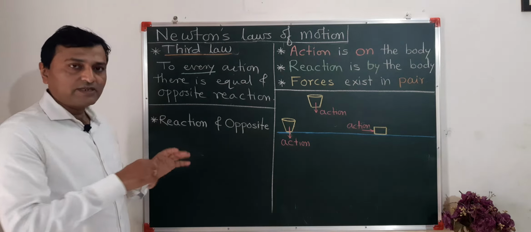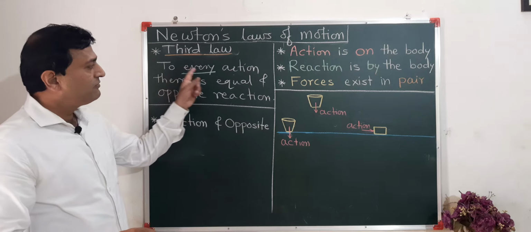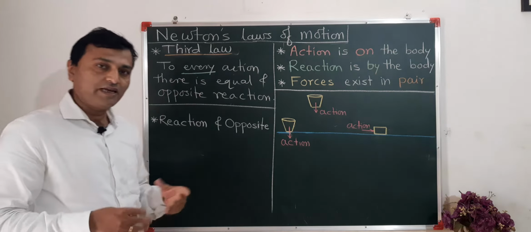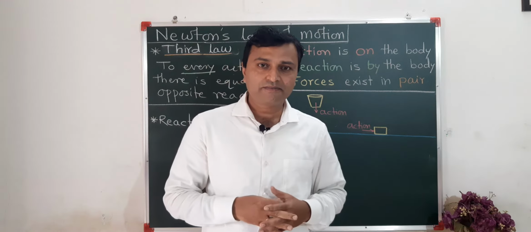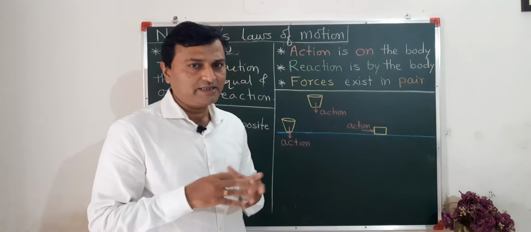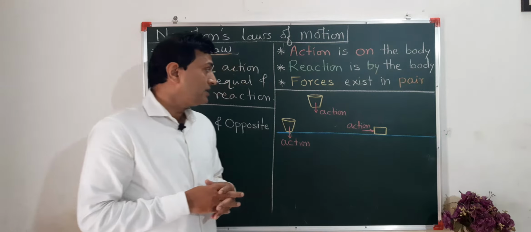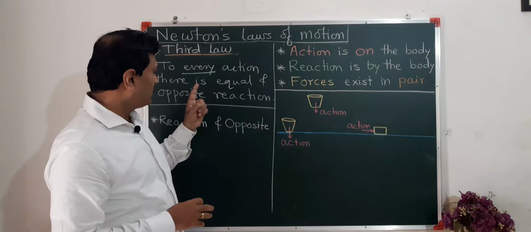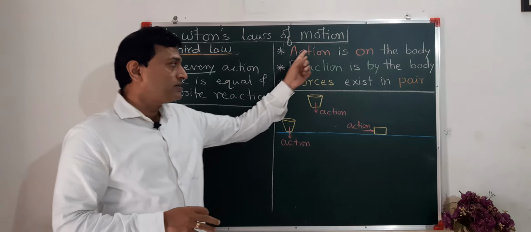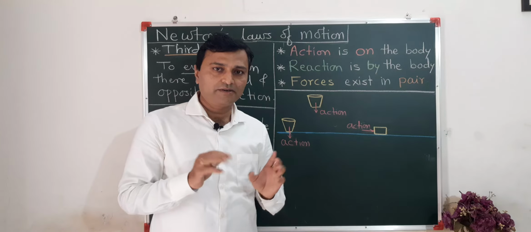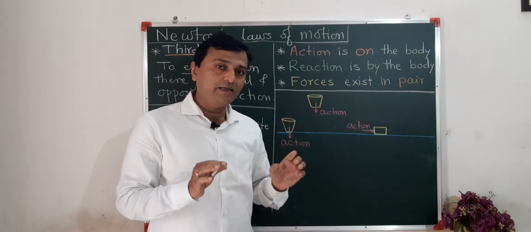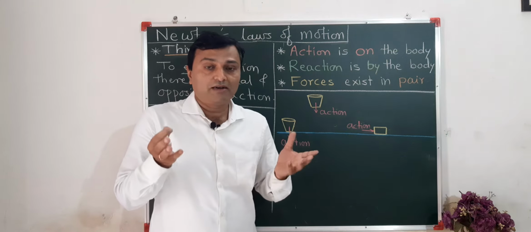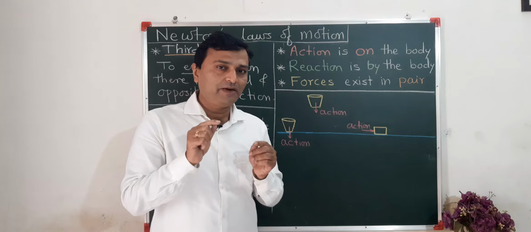In this law, first I will read the law. To every action there is an equal and opposite reaction. Very simple. It is rhythmic. It has some rhythm. Okay, that's why it is very simple. It seems simple. But in this case, the words action and reaction are very important. If you understand these two words, then you will get the law. Otherwise, it will be difficult.